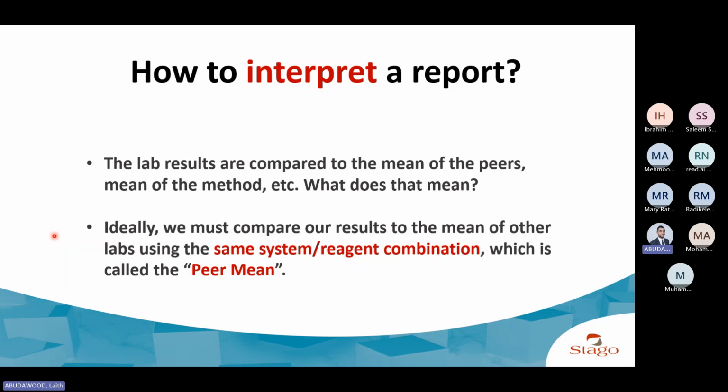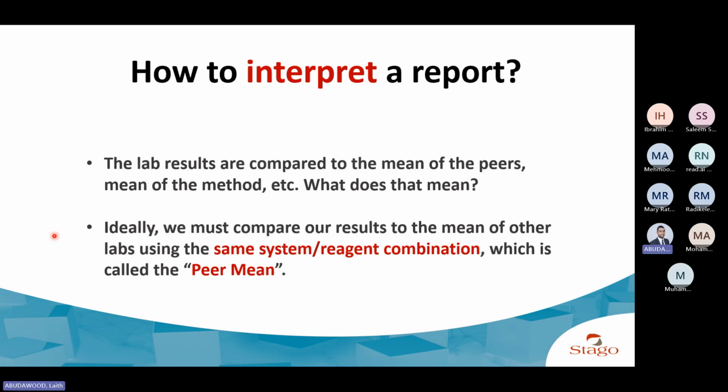And we call this the mean of the peers if the other labs are using the same system and reagent as you are. Okay, so I can only call another lab a peer if they use the same system and the reagent as I am. A Compact Max with PTT Automate is a peer if I am using Compact Max and PTT Automate. But if I'm using Compact Max and PTT Automate, and the other lab is Compact Max with CK, that's not a peer anymore. Okay, they must have the same system and reagent as you have.